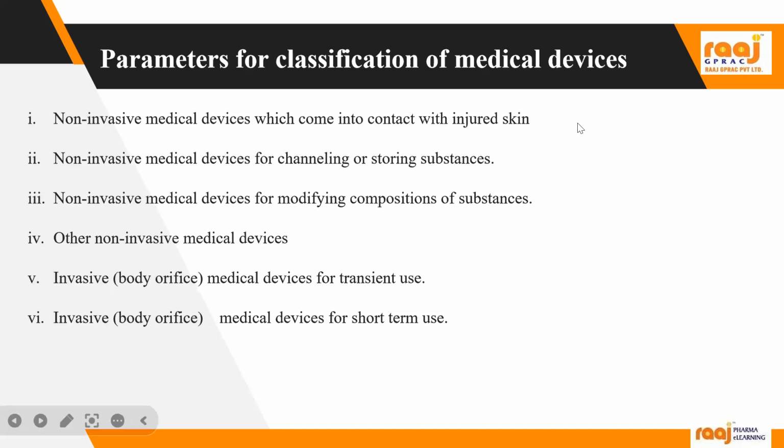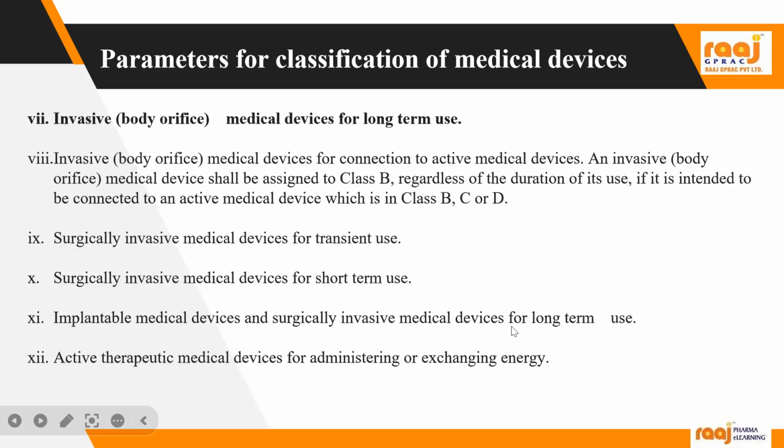And these are the parameters for classification of medical devices: non-invasive medical devices which come into contact with injured skin, non-invasive medical devices for channeling or storing substances, non-invasive medical devices modifying the composition of substances, other non-invasive medical devices, invasive devices which go into a body orifice, medical devices for transient use, and invasive body orifice medical devices for short term use. So these are the parameters on which the classification is followed.